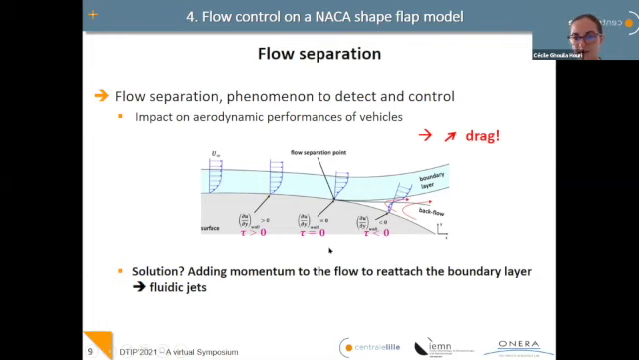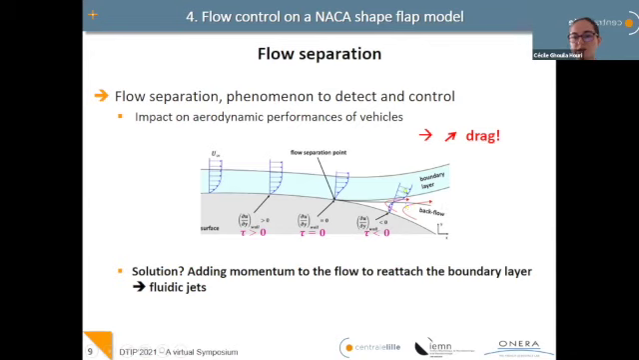And as we regard the wall shear stress, for an attached flow, the wall shear stress is always positive. When we get to the flow separation point, the wall shear stress becomes equal to 0. And then when the flow is separated, it is negative because of the backflow. Therefore, our microsensors are particularly useful for detecting flow separation. And this is the objective of this experiment: to detect the flow separation, but also to control it.